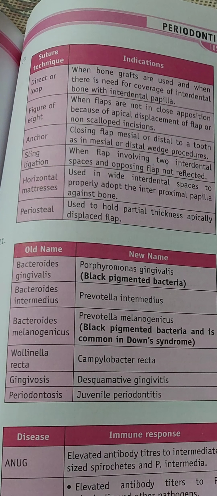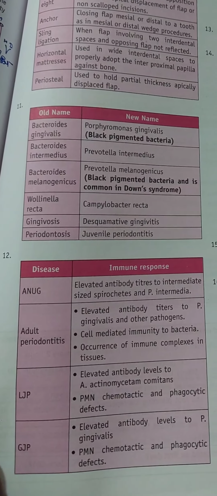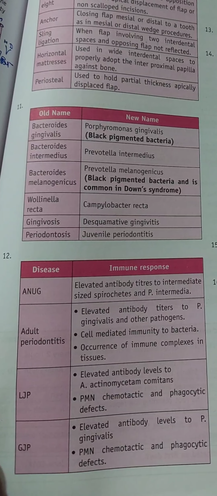Now this is the third video. I'm talking about the sutures. In the second video I've also talked about suture techniques, and all these old names and new names I have discussed in the previous video. Now I'll be talking about table number 12. We'll see different diseases as well as the different immune responses that are elevated in response to each particular disease.